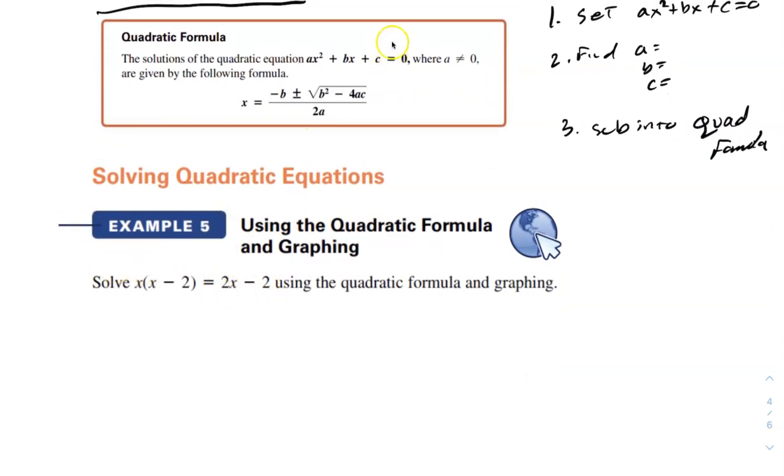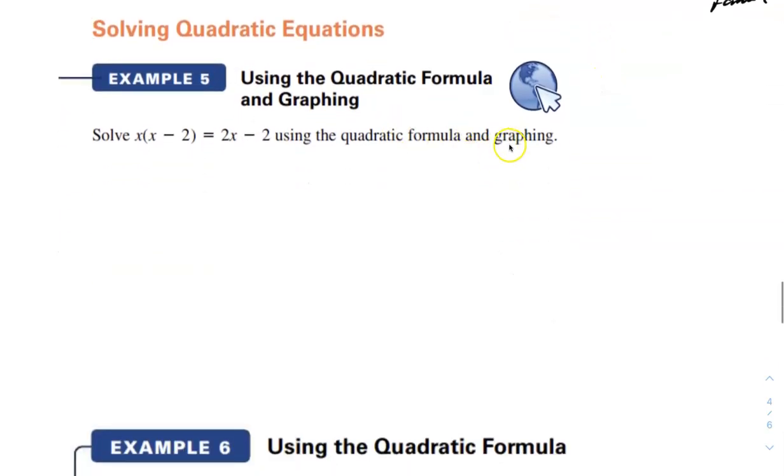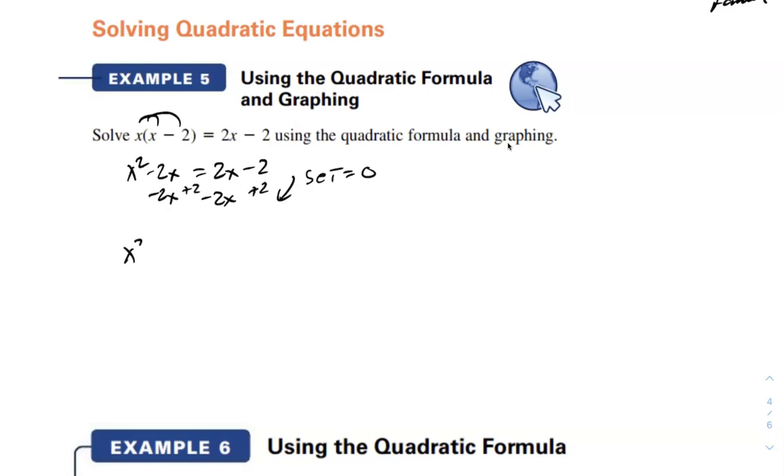So we're going to do it here. Now this one, if you notice, is not in the proper form. I've got to simplify it and then set equal to 0, because if I want to use the quadratic formula, I've got to set equal to 0. After that, I'll show you how to solve by graphing. So let's simplify this first. I get x squared minus 2x equals 2x minus 2. Now we want to set equal to 0, so we subtract 2x from both sides and add 2 to both sides. So I get x squared minus 4x plus 2 equals 0. Just moving stuff over.